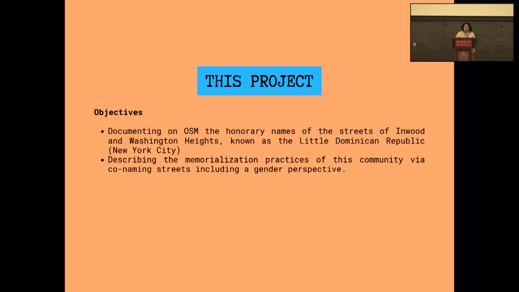And so for this project, what I'm doing is documenting on OpenStreetMap the honorary street names of Inwood and Washington Heights that are now in the Little Dominican Republic. And I want to describe, though this cannot be on the map because it is intangible, the memorialization practices of this community via the vehicle of naming streets, including a gender perspective, because at least from my observations, I think there is a difference between how men are remembered and how women are. This is related to other communities I'm part of, like Chicas, that have a map of the streets of women, showing in different cities how many names are after men or after women, and how much of this can impact the public space and the memory.